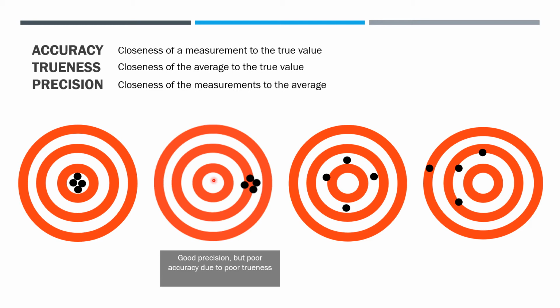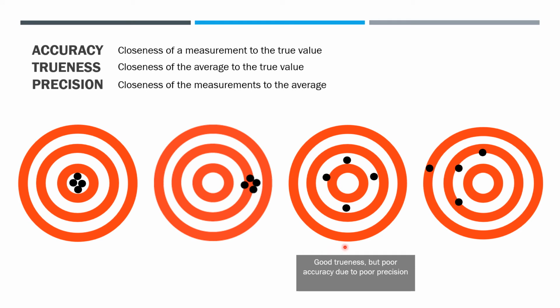Let's look at the second target. It's a different story. Here's where my true value is. Here's where my average measurement is. Now, if I look at the accuracy, that refers to each individual measurement, and none of them are close to the true value. So I would say about this data set that I have poor accuracy in all of my points. What about my precision? Well, all of my measurements are pretty close to the mean value, so there's not a lot of scatter in the data, and I have good precision. What about my trueness? Well, the average value, where I have the laser pointer, is far away from where the true value is, so my trueness is poor. So I'd say I have good precision, but I have poor accuracy because I have poor trueness.